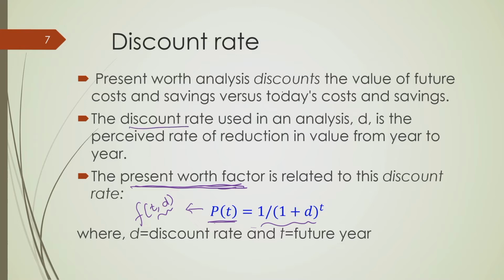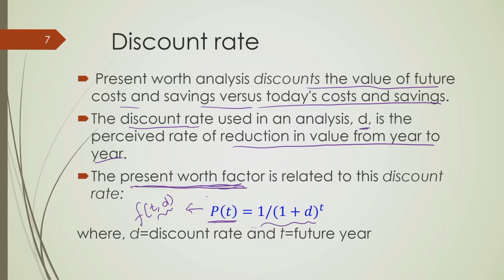So, this present worth analysis discounts the value of future cost and saving versus today's cost and saving. This discount rate used in the analysis is represented by the variable d, which is the rate of the reduction of the value from year to year. It gives the value of the present worth factor P.